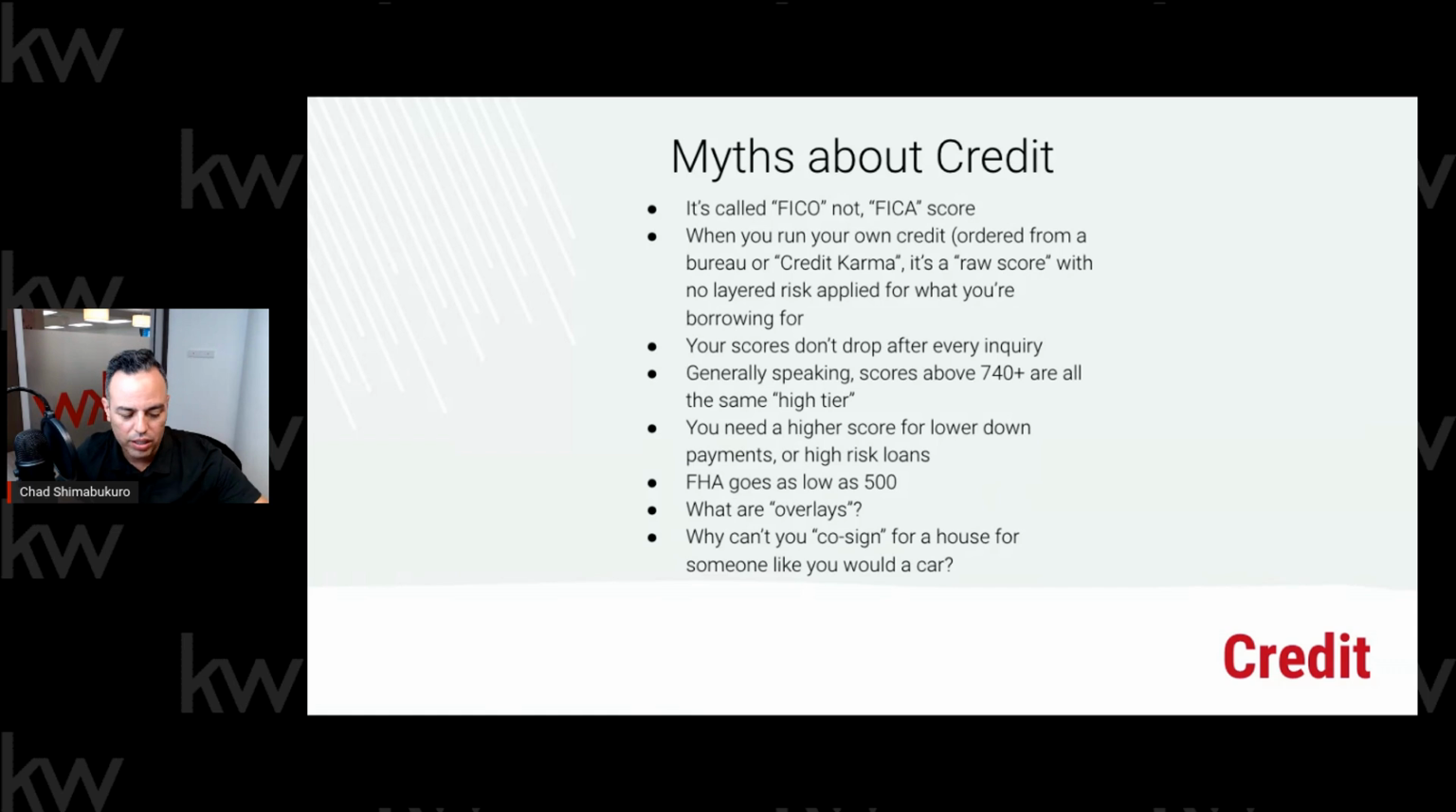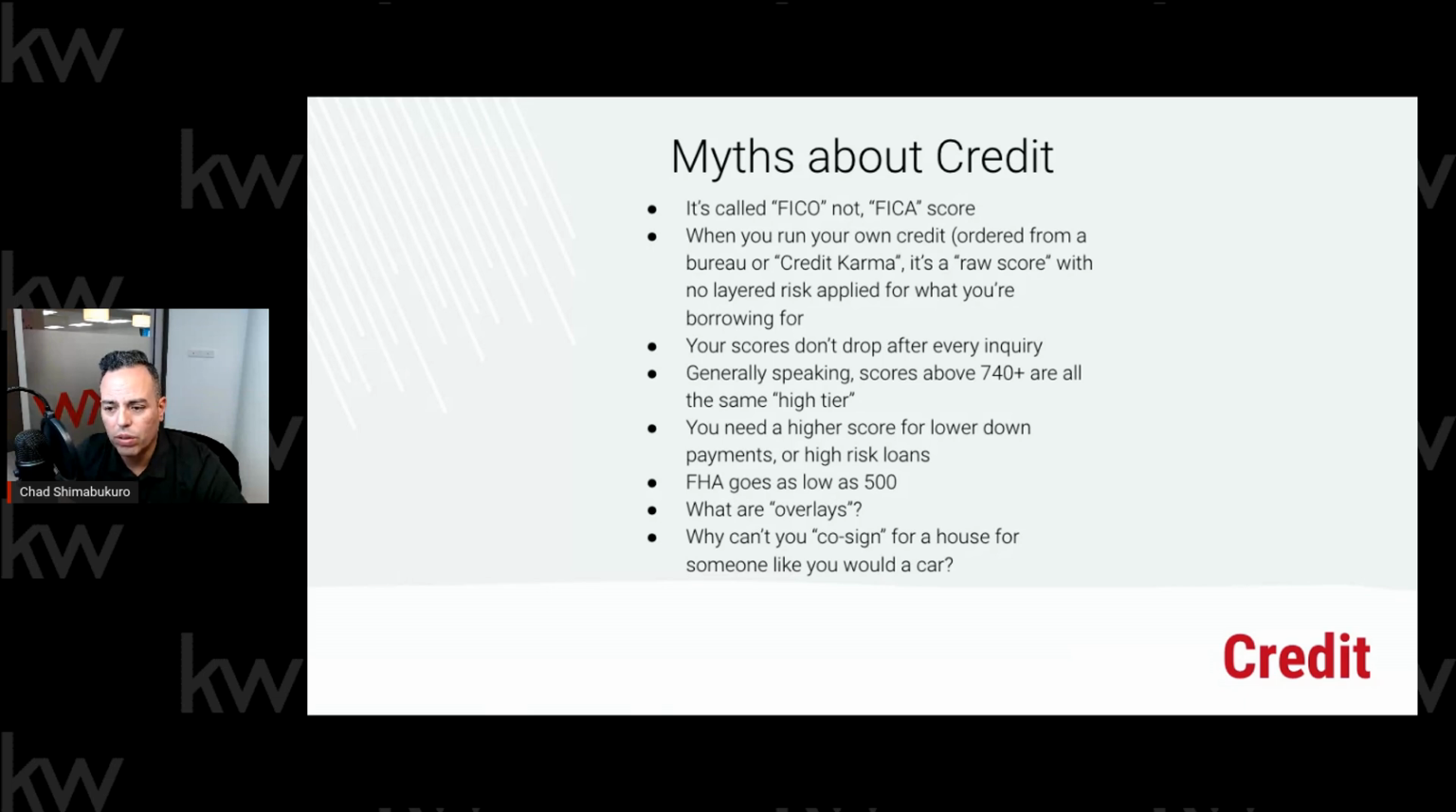Another thing that is a myth is when people run their own credit, because you can do so on Credit Karma, you can actually order your own scores through the individual bureaus themselves. You can call TransUnion or order it on transunion.com and order your credit score. I think you're allowed a free credit report once a year. And the purpose of that is to see if there's any misinformation or erroneous information on there. And it is a good idea.